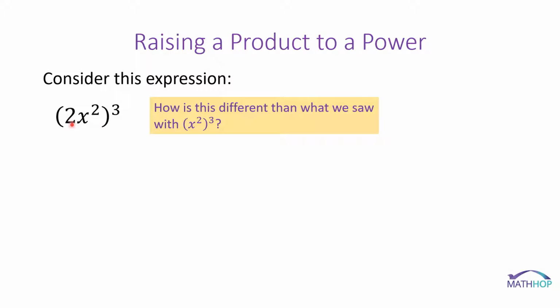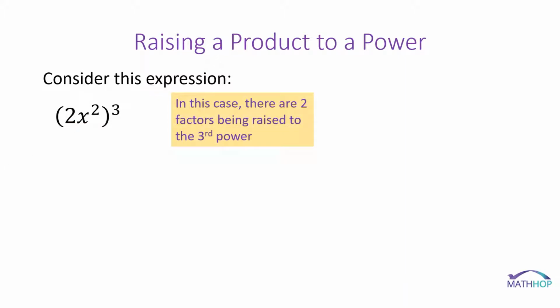You see how we have 2 times x squared? That means we have 2 factors being raised to the third power. Think of 2x squared as 2 times x squared, and all of that is cubed. When you have two things within a parenthesis being raised to a power, that power really has to go to both things in there. This is 2 cubed times x squared cubed.